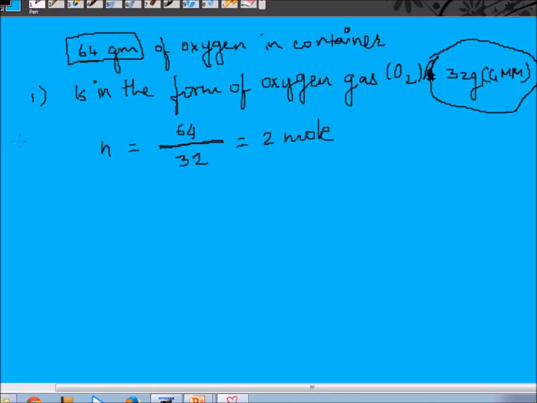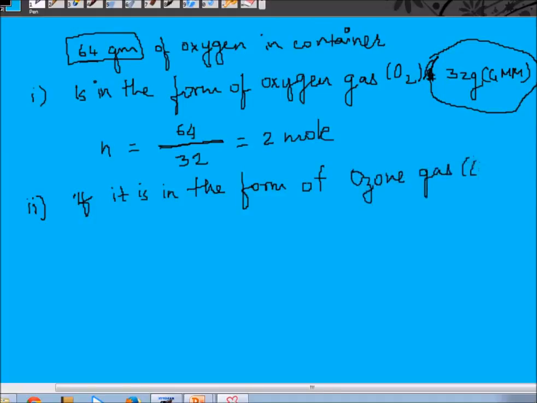Similarly, the other part of the question can be, again you have the same container, the same amount of oxygen, 64 gram. The question tells you to calculate the number of moles of molecules inside the container if oxygen is in the form of O3 molecules, that is ozone molecules.